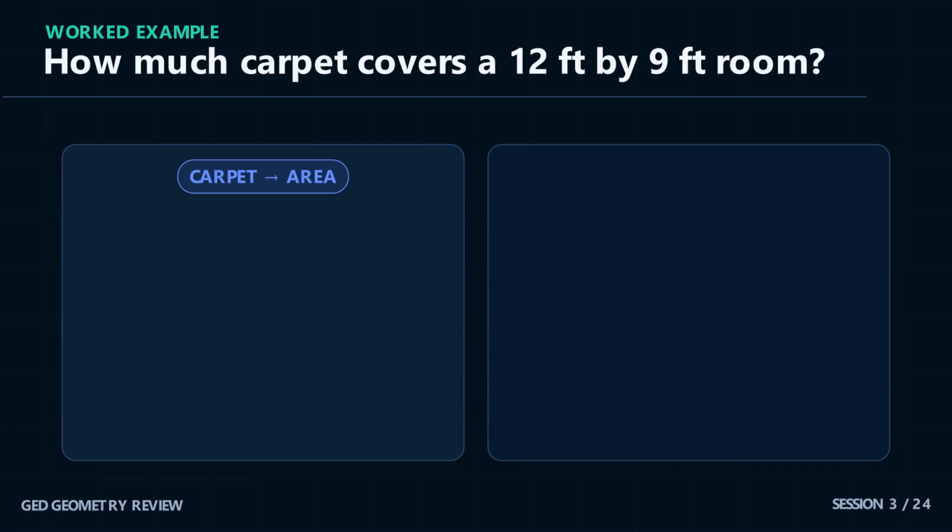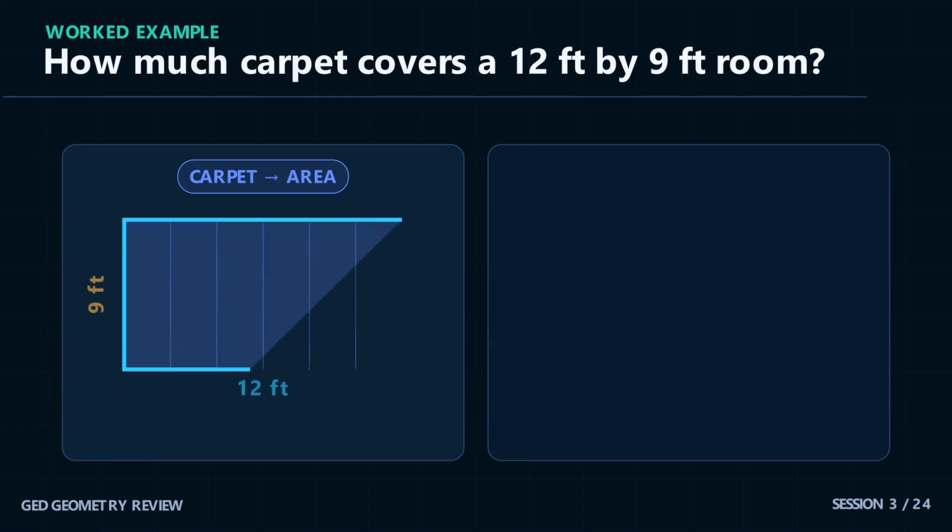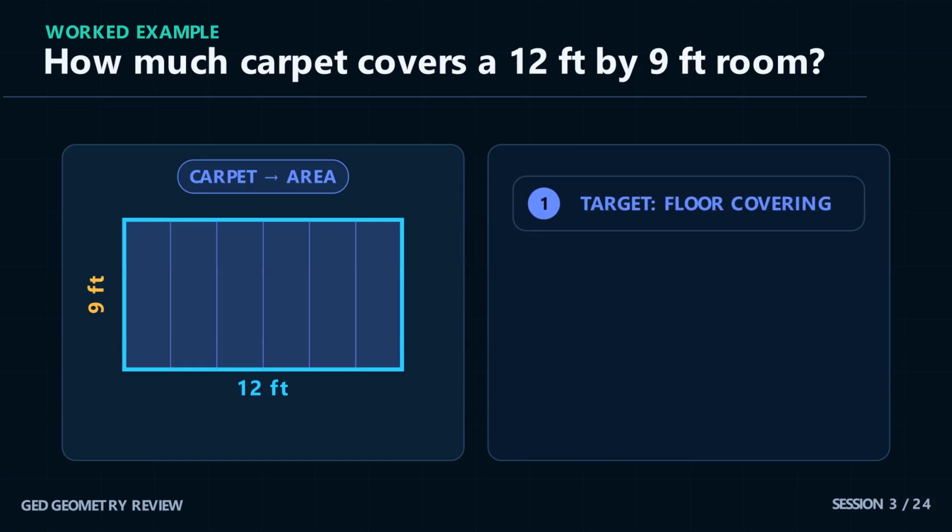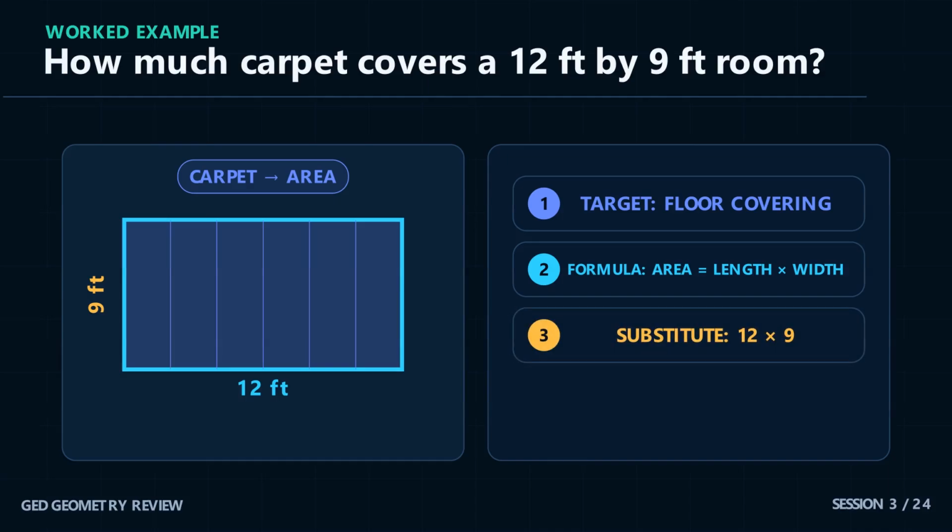Consider a room that is 12 feet long and 9 feet wide. The question asks how much carpet covers the floor, so we need area. Write the formula first. Area equals length times width. Substitute 12 and 9. 12 times 9 equals 108. The complete answer is 108 square feet. A baseboard question for the same room would use perimeter and give 42 feet. The diagram is identical, but the requested measurement changes both the calculation and the unit.